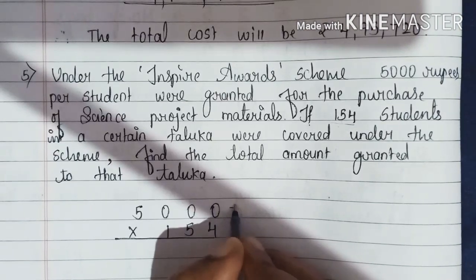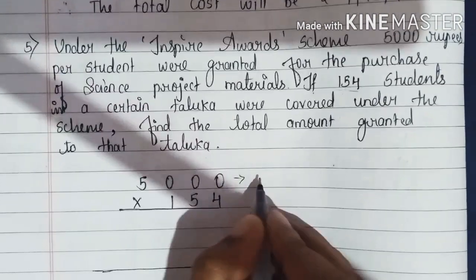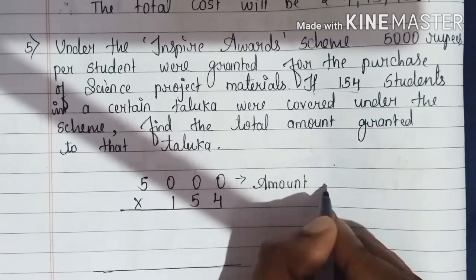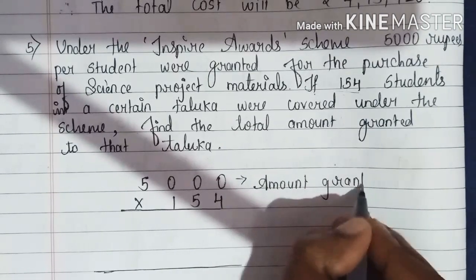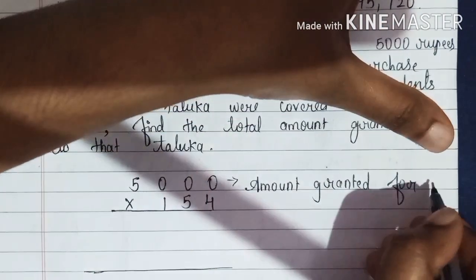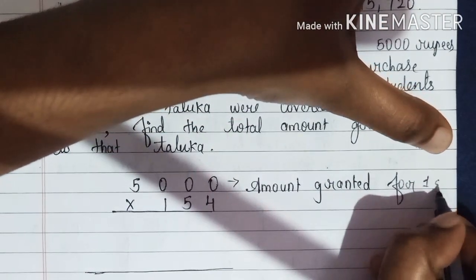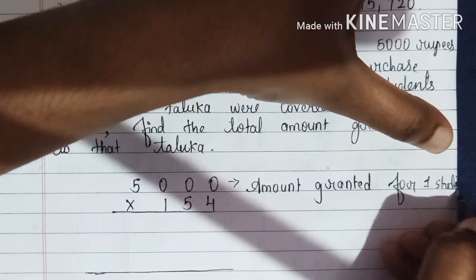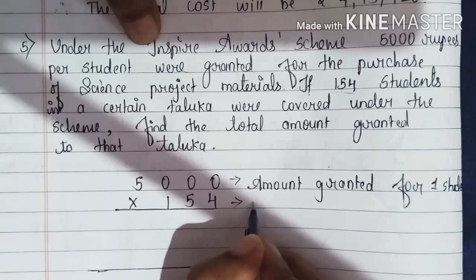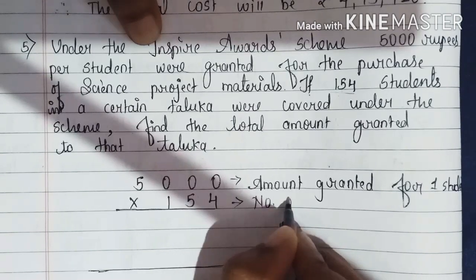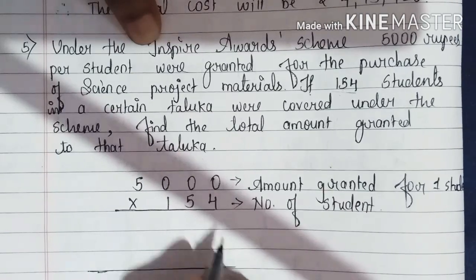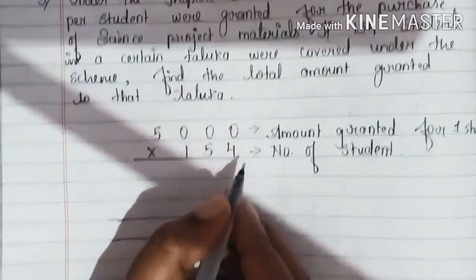This 5,000 is the amount granted for each student. So write down amount granted for each, meaning one student. You can write one student also. So here 154 is the number of students. To find out the total amount, we will do multiplication.